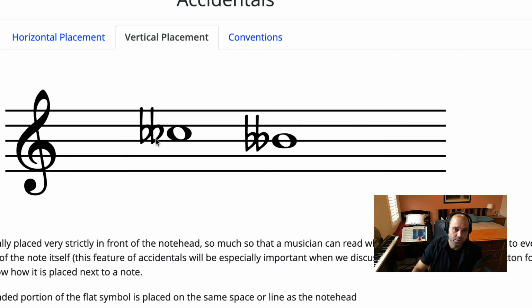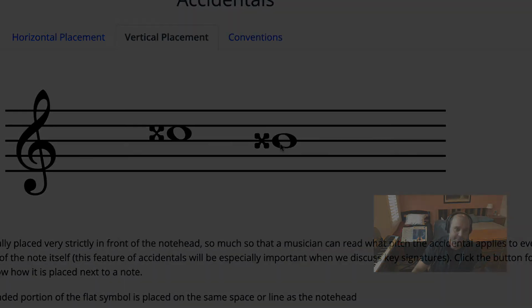So the oval rounded part of the flat symbols, there's just two of them, right? They go right in the same space or on the same line as the note you want to apply it to. And then the double sharp is especially easy because X marks the spot, right? So it looks like an X, a double sharp, and it goes right inside the space or cut exactly in half by the line, just like the note heads do.